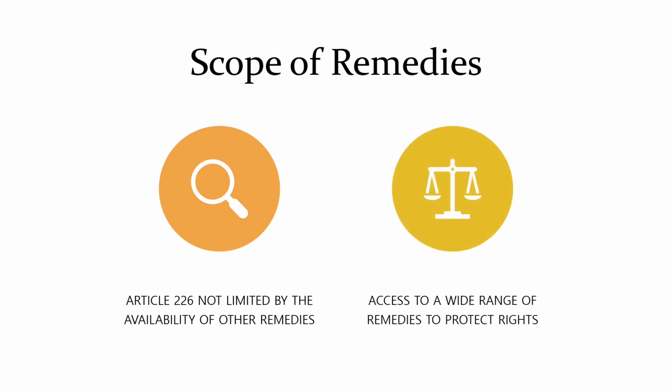Scope of remedies. Article 226 is not limited by the availability of other remedies. This means that even if an aggrieved party has alternative legal recourse, they can still approach the High Court for relief under Article 226. This provision ensures that individuals have access to a wide range of remedies to protect their rights.